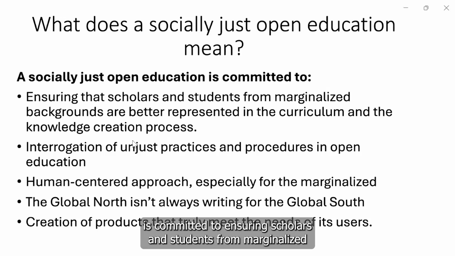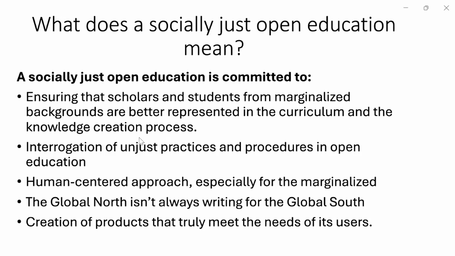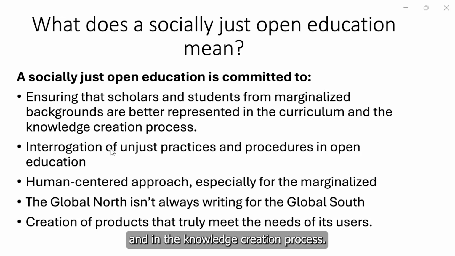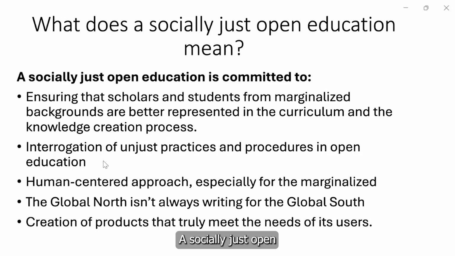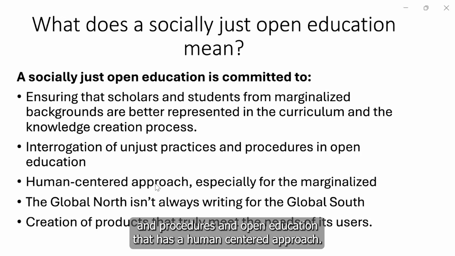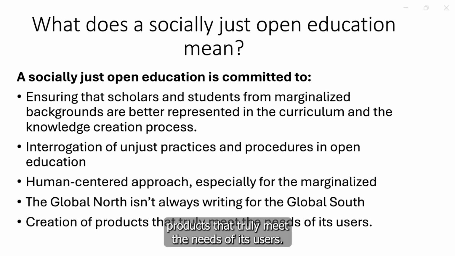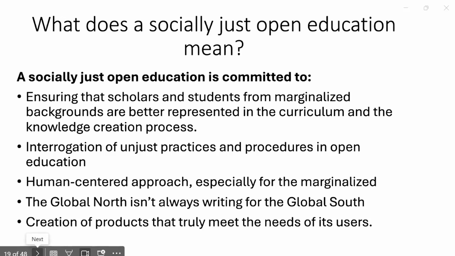And so, bouncing off from where Olivia left off, a socially just open education is committed to ensuring scholars and students from marginalized communities and backgrounds are better represented in the curriculum and in the knowledge creation process. A socially just open education also asks for us to interrogate unjust practices and procedures in open education. It has a human-centered approach, and creates products that truly meet the needs of its users, and doesn't always prioritize the global north.